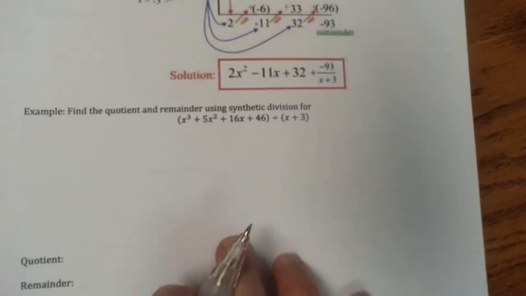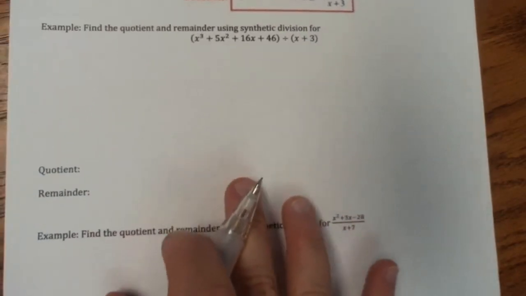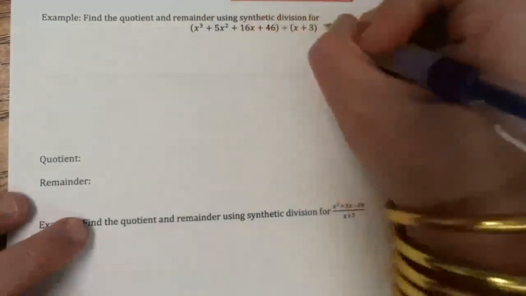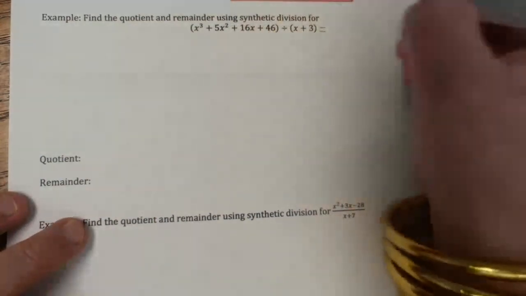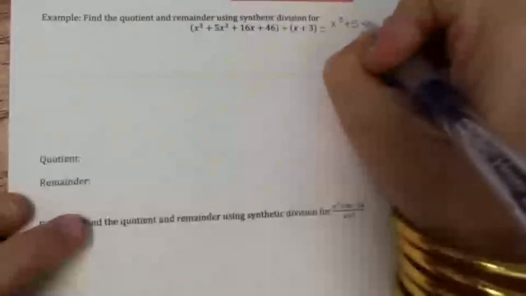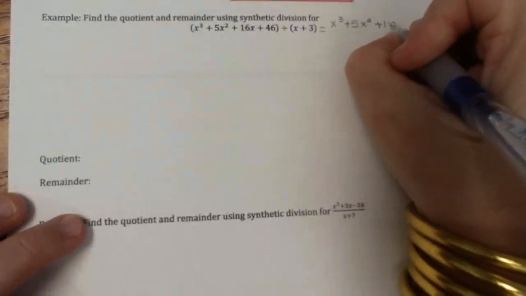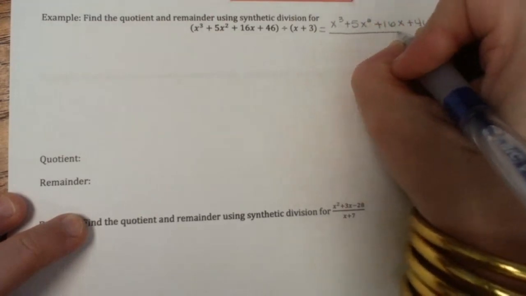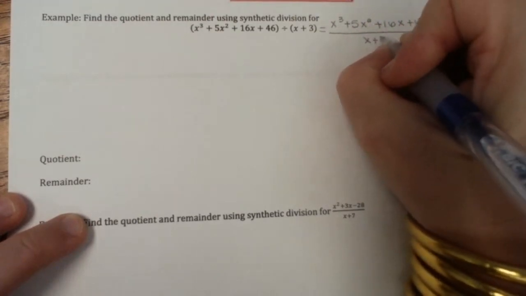All right, let's try one from scratch now, that you kind of know the deal. So find the quotient and the remainder using synthetic division for x cubed plus 5x squared plus 16x plus 46 divided by x plus 3. Notice it's in parentheses, so all of that is being divided by x plus 3. So I can rewrite it as x cubed plus 5x squared plus 16x plus 46 divided by x plus 3, if you like this look better.